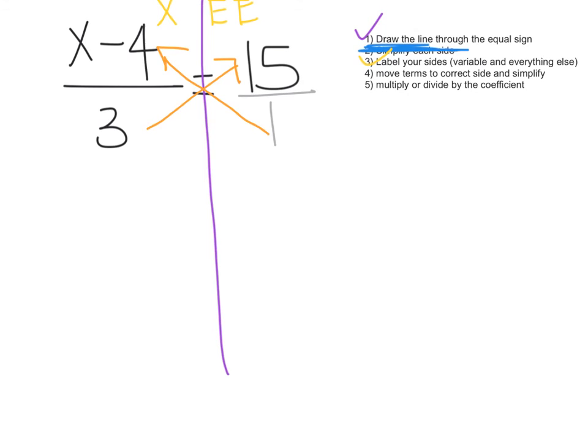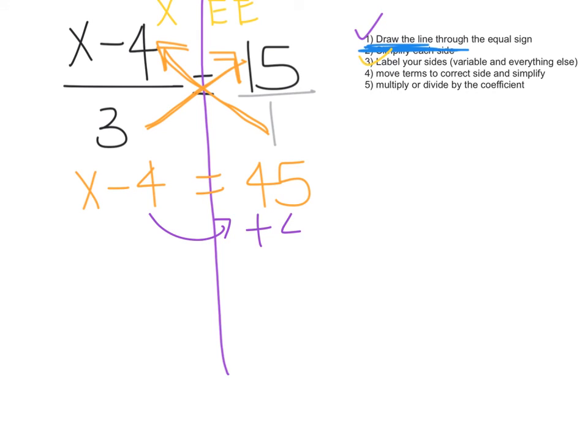easier to work out. So if I multiply 1 times x minus 4, I'm just going to get x minus 4. And if I multiply 3 times 15, I'm going to get 45. This is a much simpler problem to work out. So now I need to continue moving stuff around. We'll notice I have this minus 4 over here. That doesn't have an x with it, so I need to move the minus 4 to the other side, and it's going to become a plus 4. So I now have that x equals 49. So I've completed step 4.